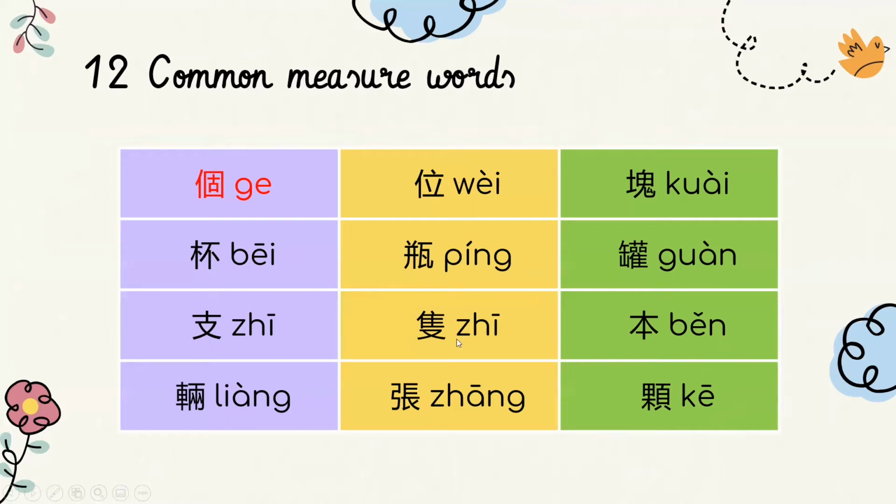Then here, there's one more thing you have to pay attention to: these two measure words. You can see that the pinyin syllables here are completely the same, right? It means they have the same pronunciation. The different thing is that the characters are different. So let's see what the difference is between each measure word.